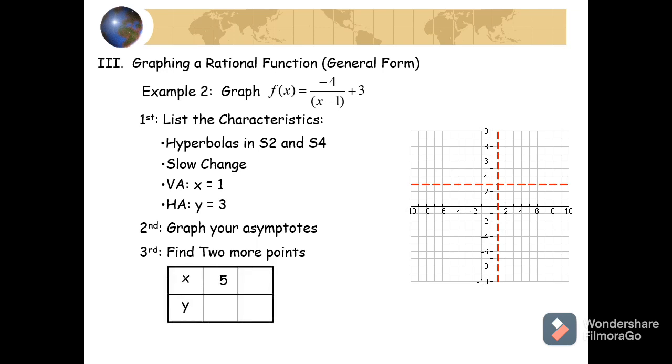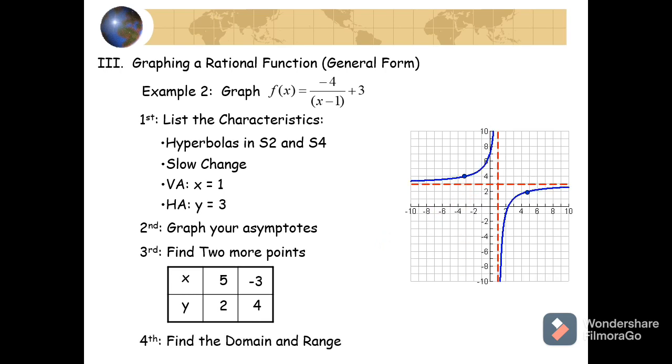If our x is 5, substitute natin sa original equation. So, 5 minus 1, that is equal to 4. Negative 4 divided by 4, that is negative 1. Negative 1 plus 3, that is equal to positive 2. The other point will be negative 3. So, negative 3 minus 1, that is negative 4. Negative 4 divided by negative 4, that is positive 1. So, 1 plus 3 is equal to positive 4. Then, let's plot the 2 points. 5, 2. So, this will be the 5, 2. Then, negative 3, 4. So, this will be the negative 3, 4.